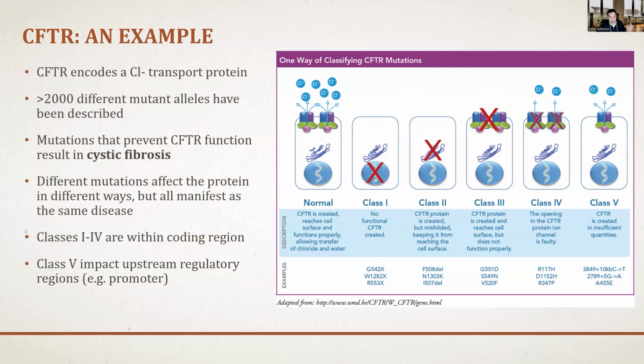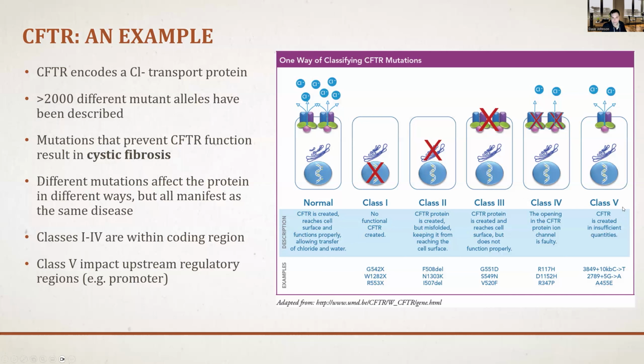So the bottom line is all of these different mutations in one way or another impact chloride transport through CFTR. The end result is to mutate the protein in such a way that it can't function.